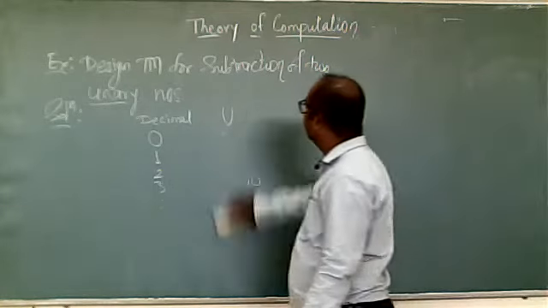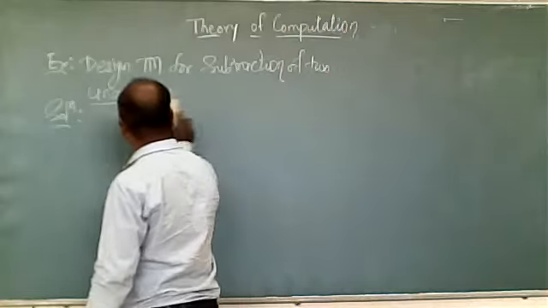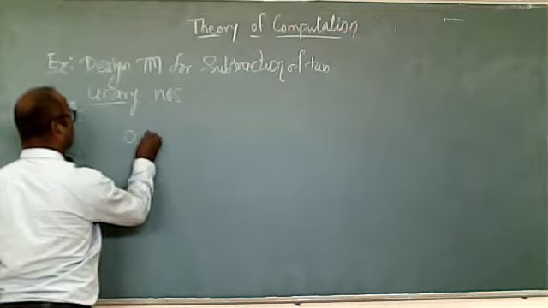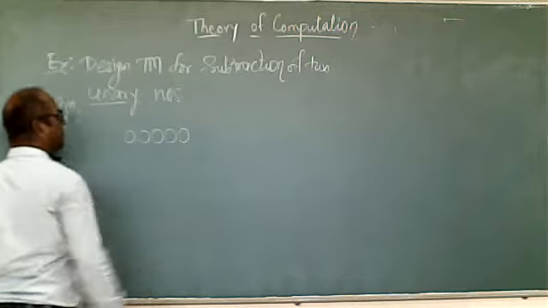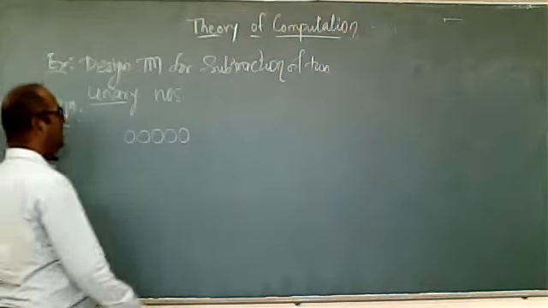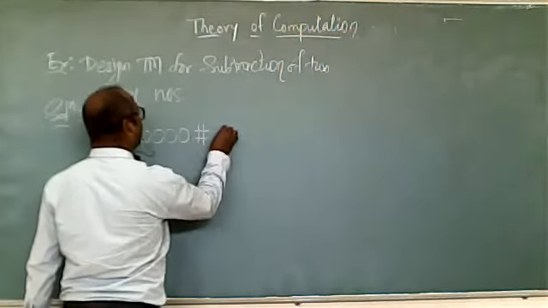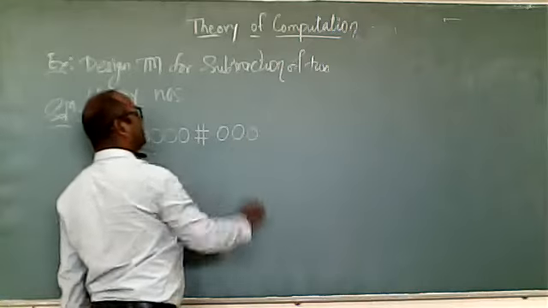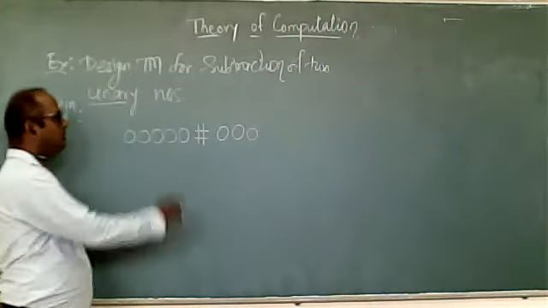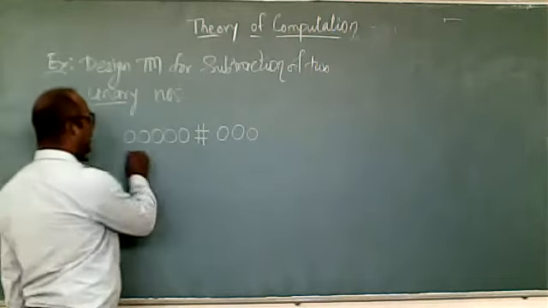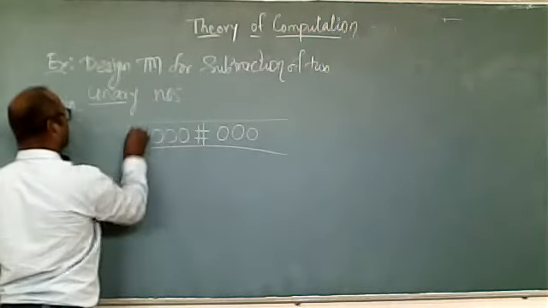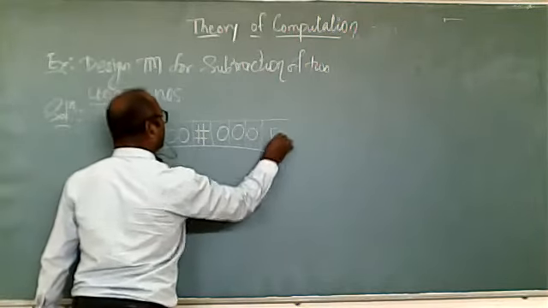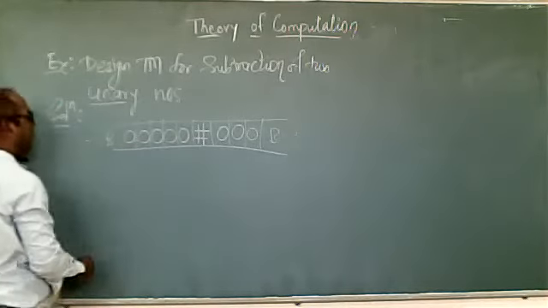Now we have to find the subtraction of two unary numbers. So we'll take 5 zeros, which make decimal 5, and subtract 3 zeros from it. That is 5 minus 3. What this hash is, we will see. This is the input, which is stored onto the input tape, with blanks on both sides. Always this is like this.